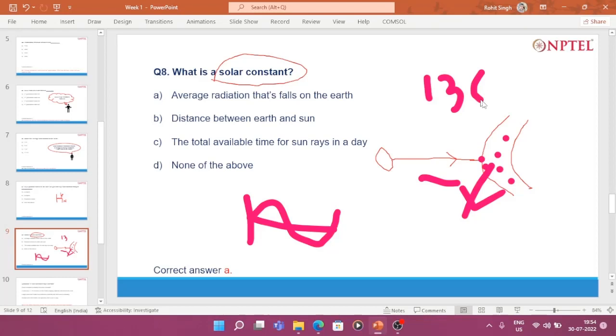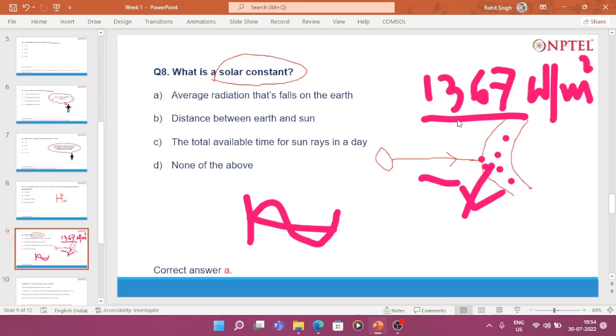The units are watt per meter square. So always remember this term. This will be very much used in formulas for solar irradiance calculation for a particular day in the month. So this 1367 watt per meter square is called the solar constant.